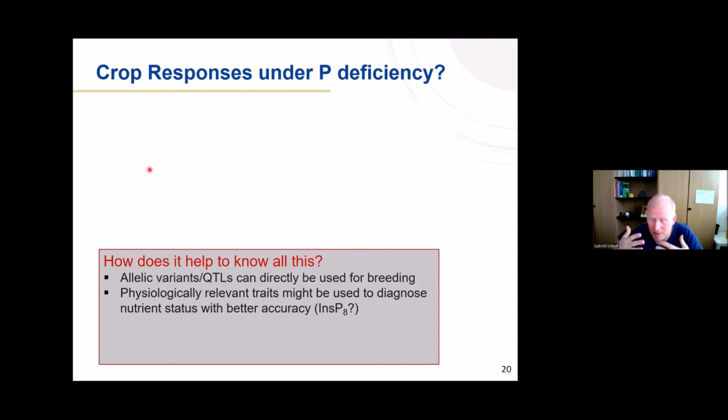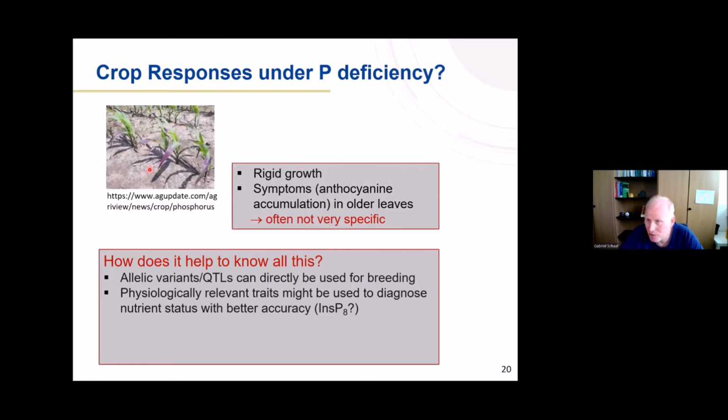So one idea is, maybe we can measure these molecules that the plants themselves use to signal phosphate deficiency. And I'm saying this because phosphate deficiency has phenotypes that are well described in textbooks and so on: stunted growth, symptoms such as anthocyanin accumulation in older leaves, because phosphate is phloem mobile and can be taken out from older leaves to younger ones and so on. But often these symptoms are not very specific. And they can be confounded, for example, sometimes even with nitrogen deficiency.